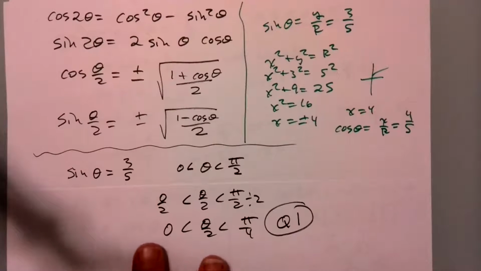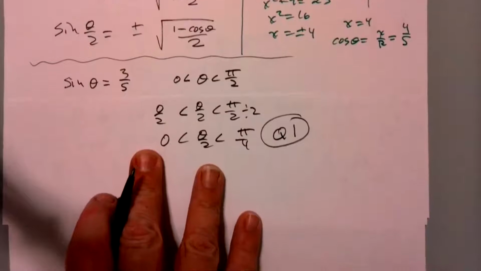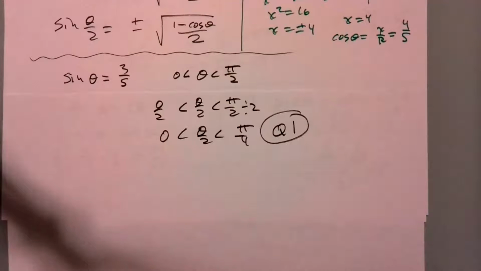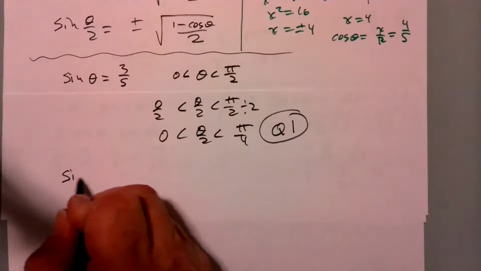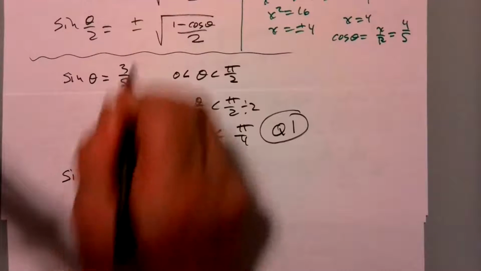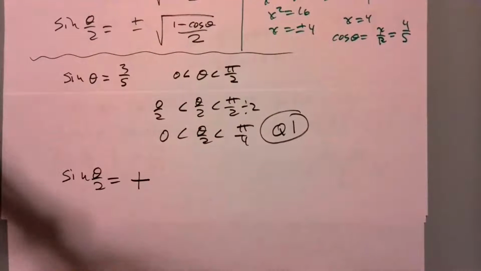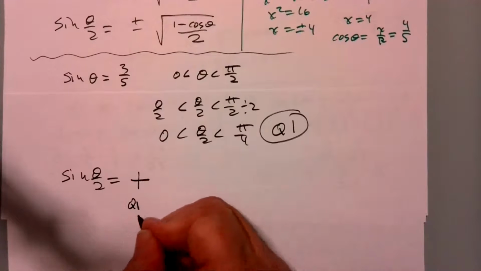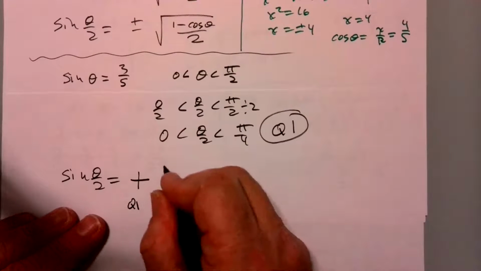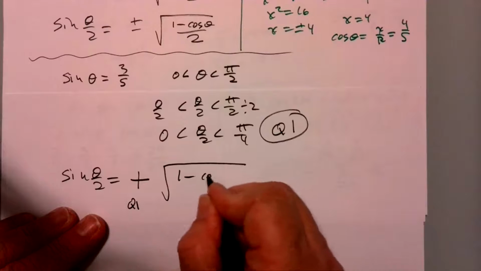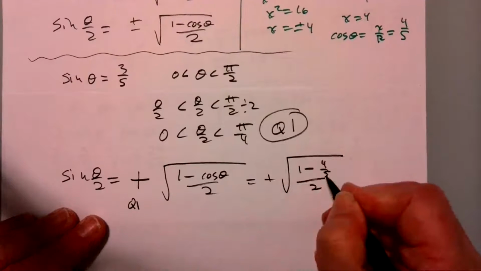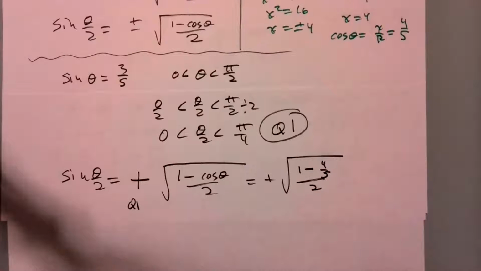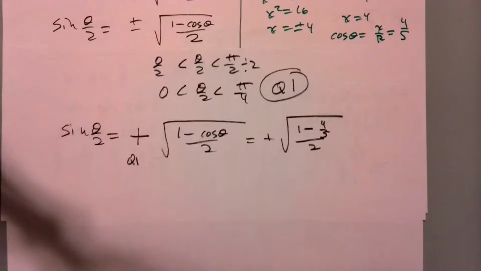Well, that's helpful to us because that tells me that sine of theta over 2 will be positive because it's in quadrant number 1. So our usual rule here is what? Sine of theta over 2 is plus or minus, but I'm making it plus because we're in quadrant 1, of the square root of (1 minus cos theta) over 2, which is plus. So we get 1 minus 4/5 over 2.